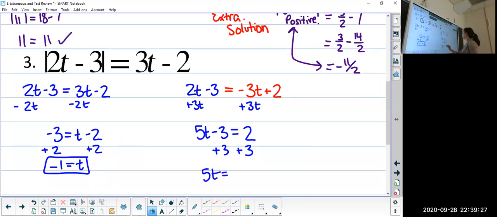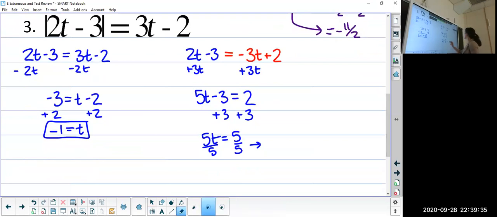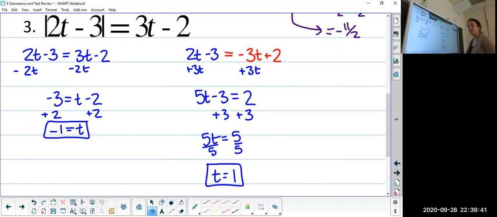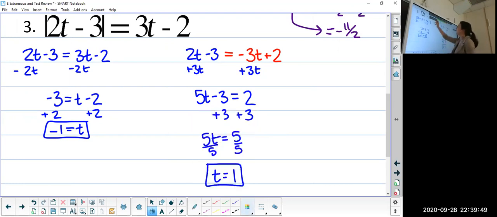5t equals 5, divide by 5, and I get that t equals 1. So I'm going to scroll down and make that show up down here. What we have to do now is take that t equals negative 1 and t equals positive 1 and test them. So we're going to plug it into the original equation that we start with.